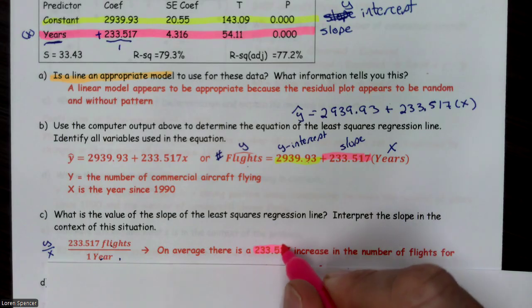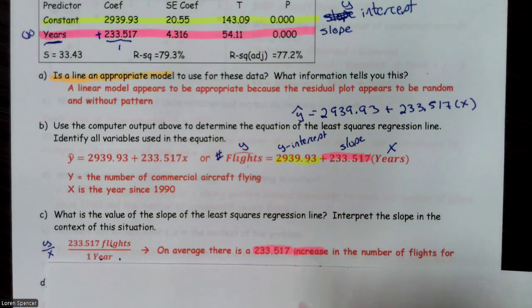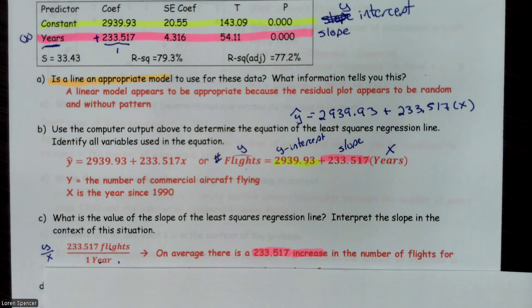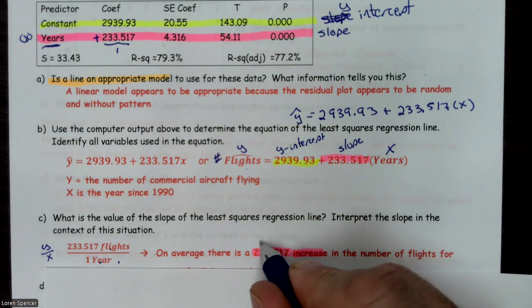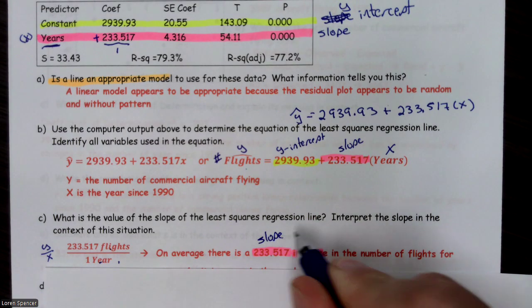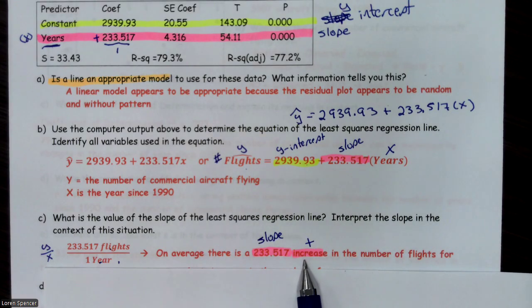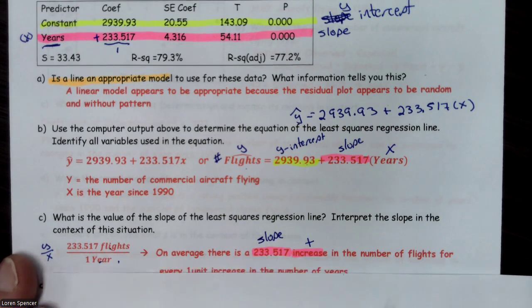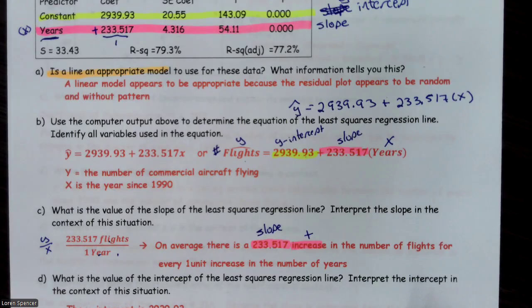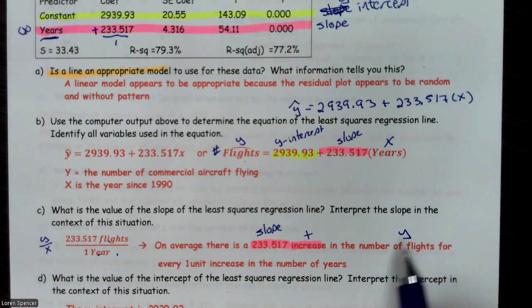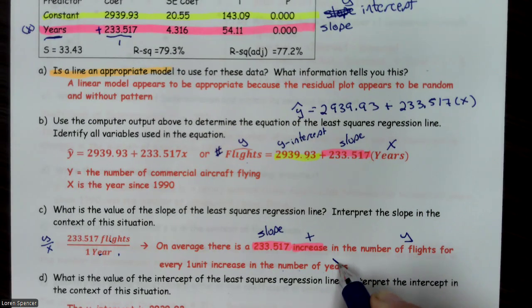So a couple things. First off, that's just my slope. And this is positive because my slope is positive. So the reason it's increased is because it's positive. If it had been negative, we would have wrote decrease. So in the number of flights, this is my y, for every 1 unit increase in the number of years, which is my x. And remember, we're always going to go yx, yx.